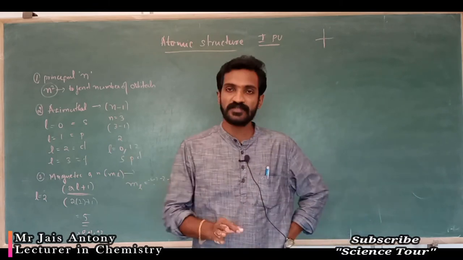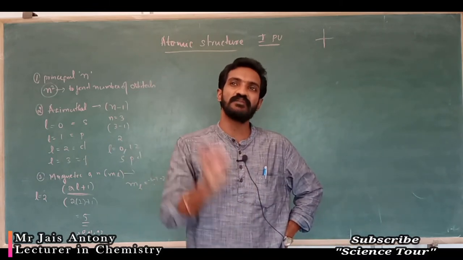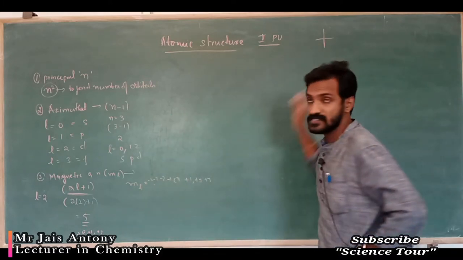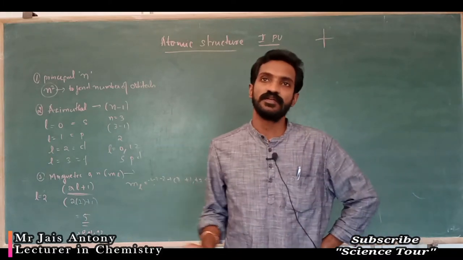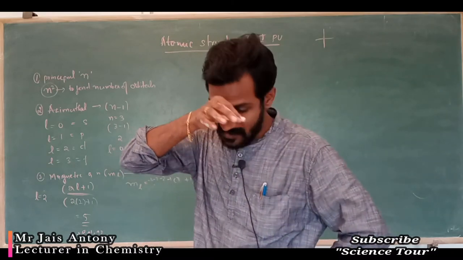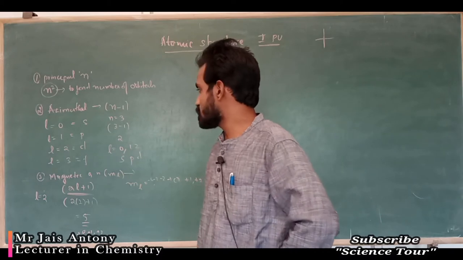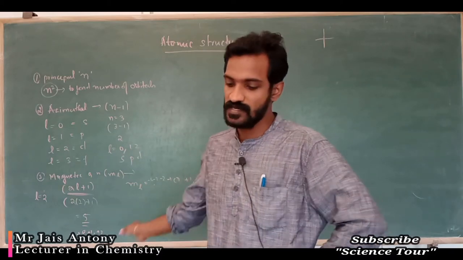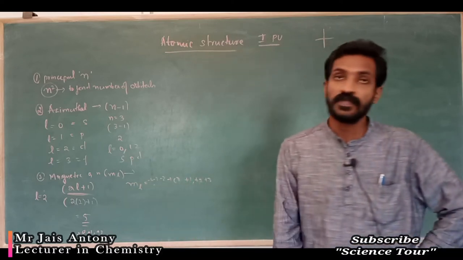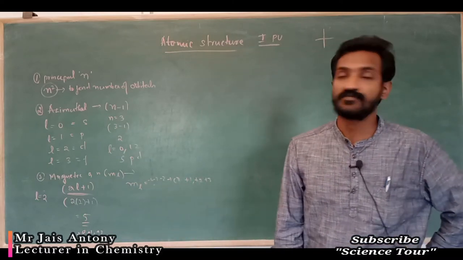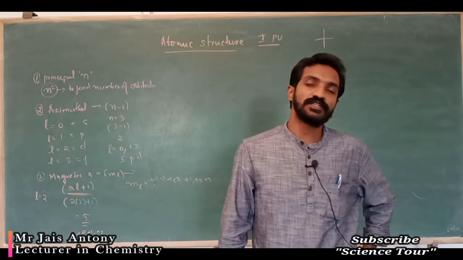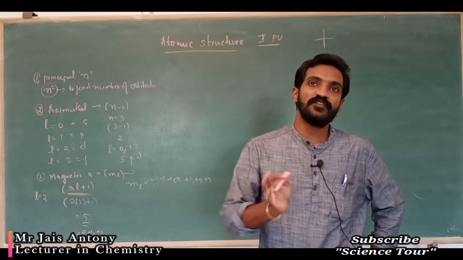These values represent 5 orientations, plus axis, minus axis. Understood? Simple, but just a number is given. If you have any doubt, you can ask. So if L value is equal to 2, you are getting 5 d orbitals. Understood? Okay. The last is the spin quantum number. In the spin quantum number, there are two possibilities: plus half and minus half.